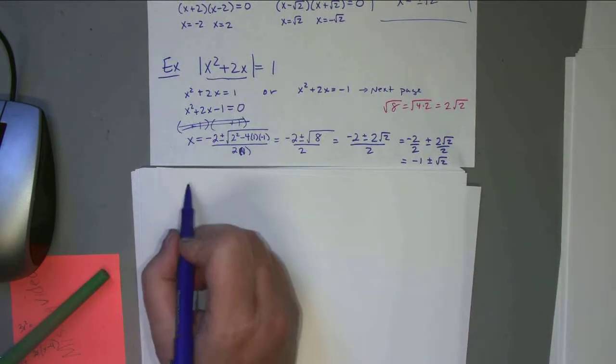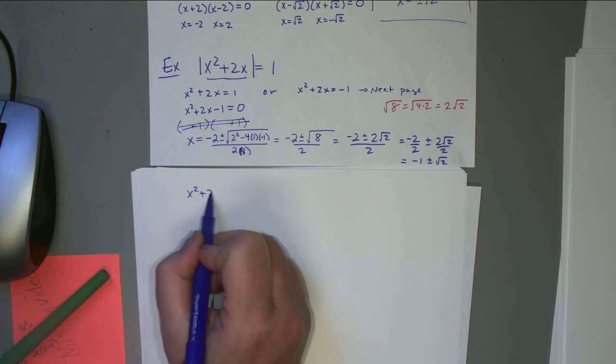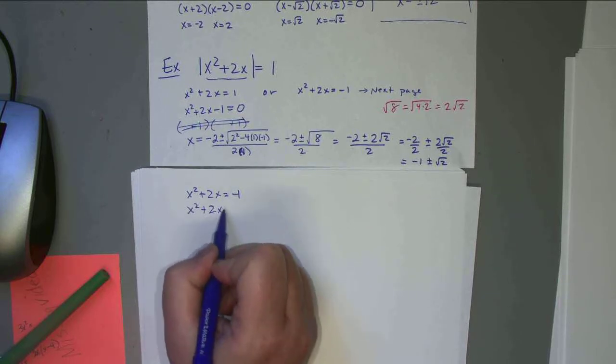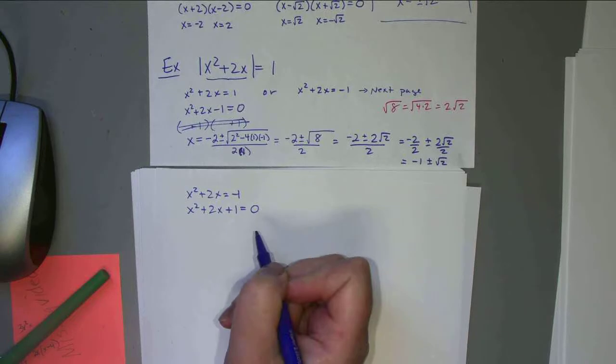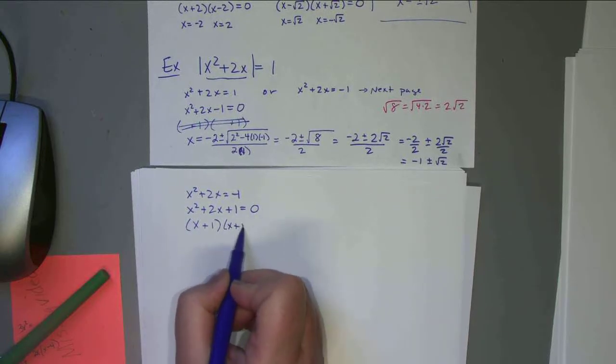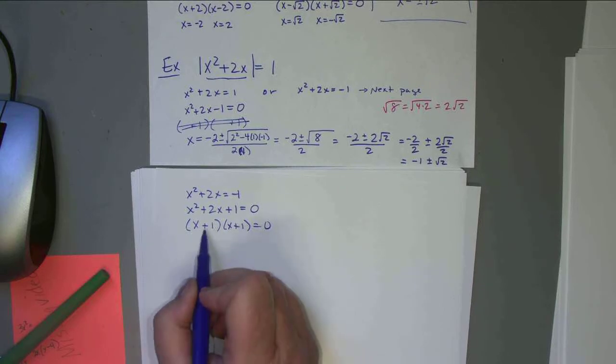So our second part was x squared plus 2x plus 1 equals 0. Move it all to one side. This one will factor. Two numbers that multiply to give 1: 1 and 1, and they do add to give 2.